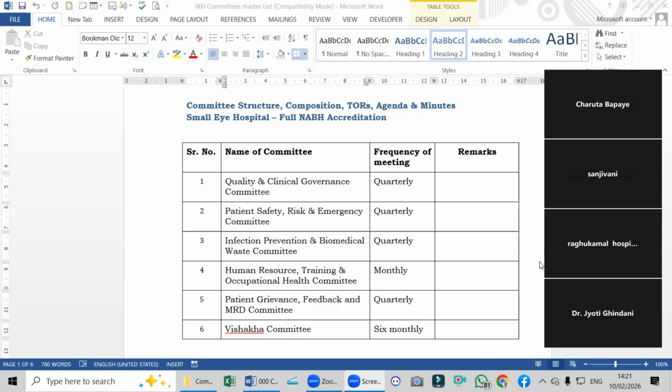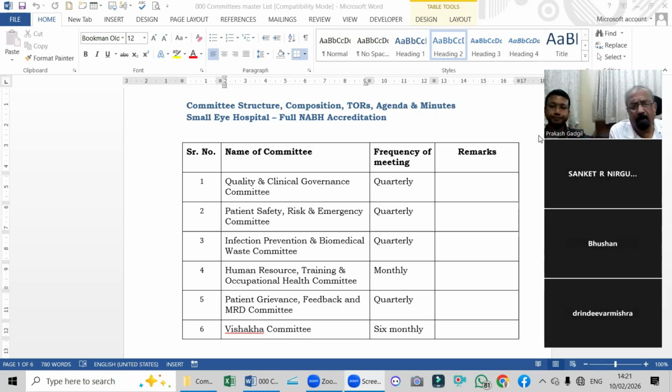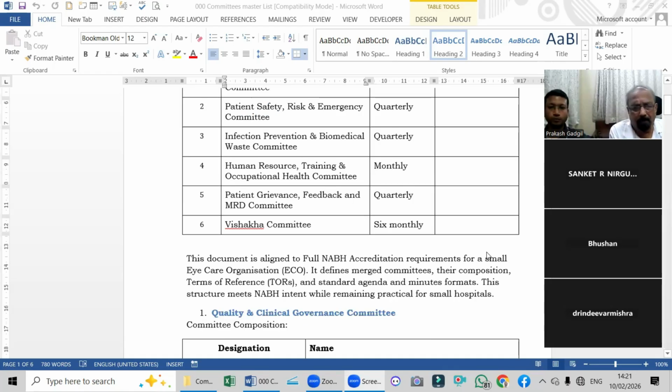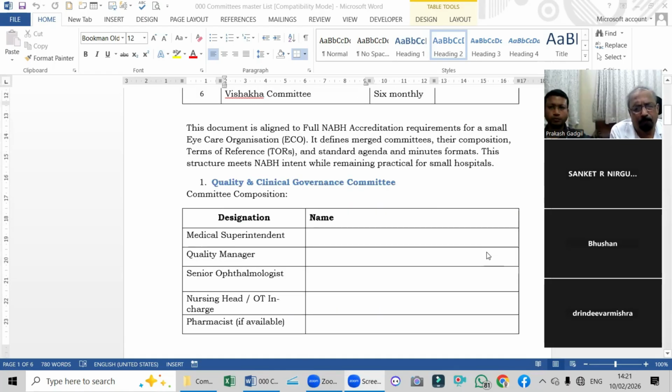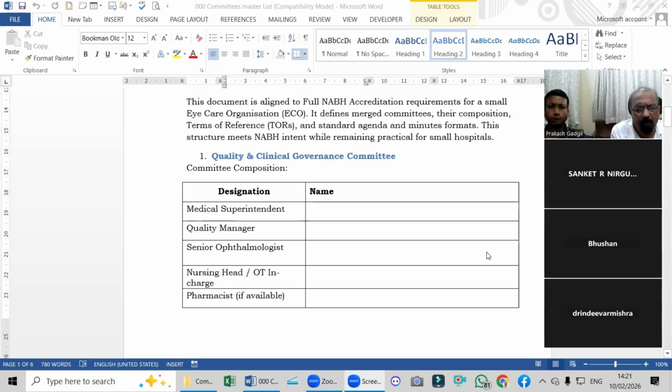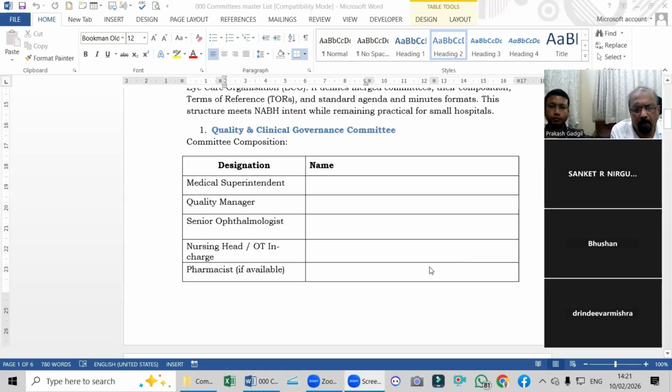Yes, sir. Okay. Now this piece of paper. Scroll up. I'll just explain one committee's details that I have given, and then subsequently you can read. It's not difficult. Now, the first committee is a Quality and Clinical Governance Committee. There are some designations given. You have to put the names that you want to appoint for the committee.